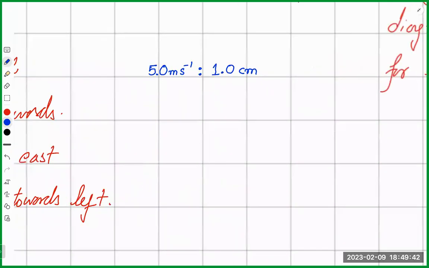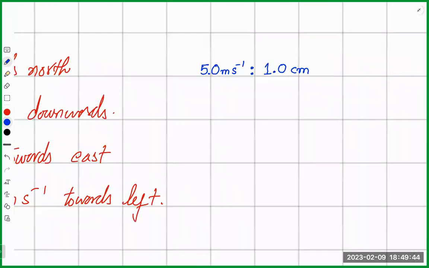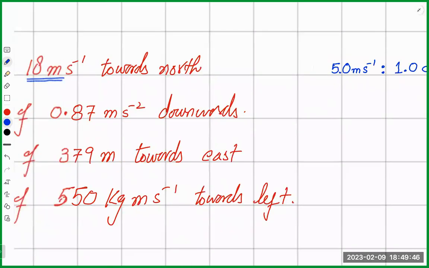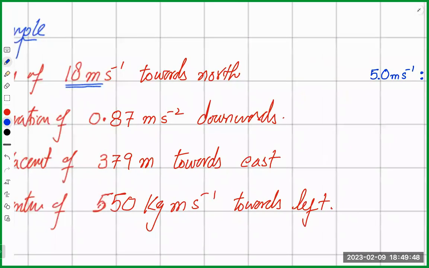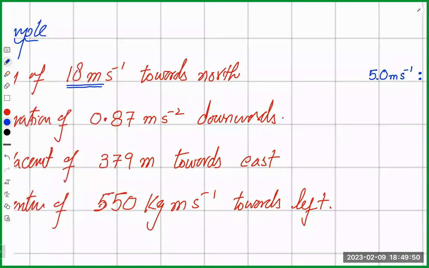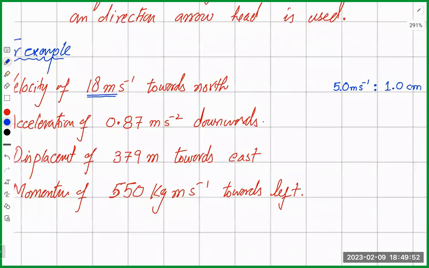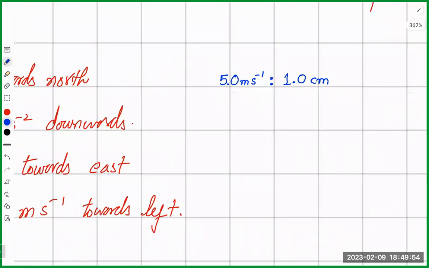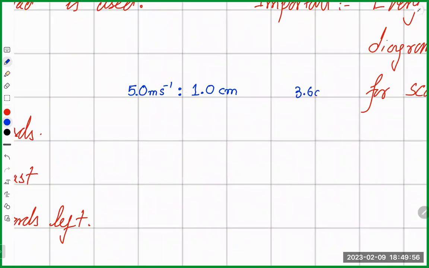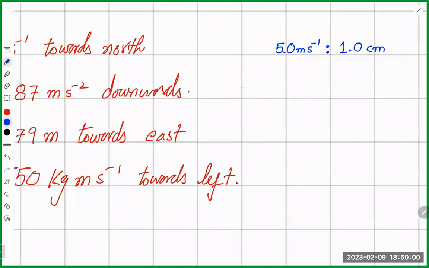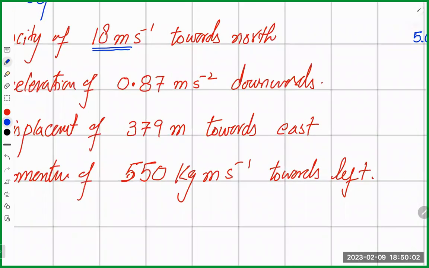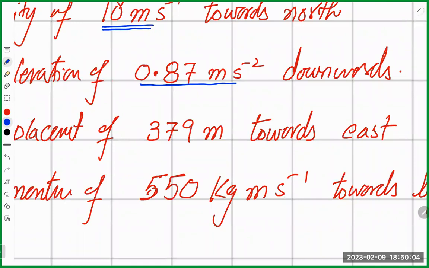So that means this vector, if it is 18 meter per second, so what is 18 divided by 5? 3.6 centimeter for this vector. Now, what should be the scale for this kind of vector? 0.87 meter per second.